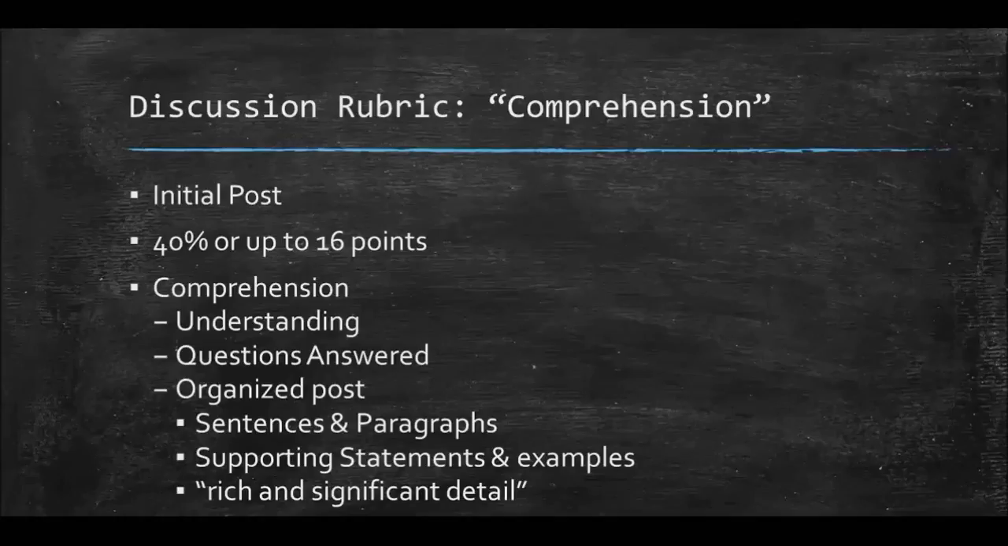The first category is comprehension, and this category is specific to your initial post. It is worth 40% of your discussion grade or up to 16 points. Your response posts to classmates will not be assessed through this category, only your initial post.